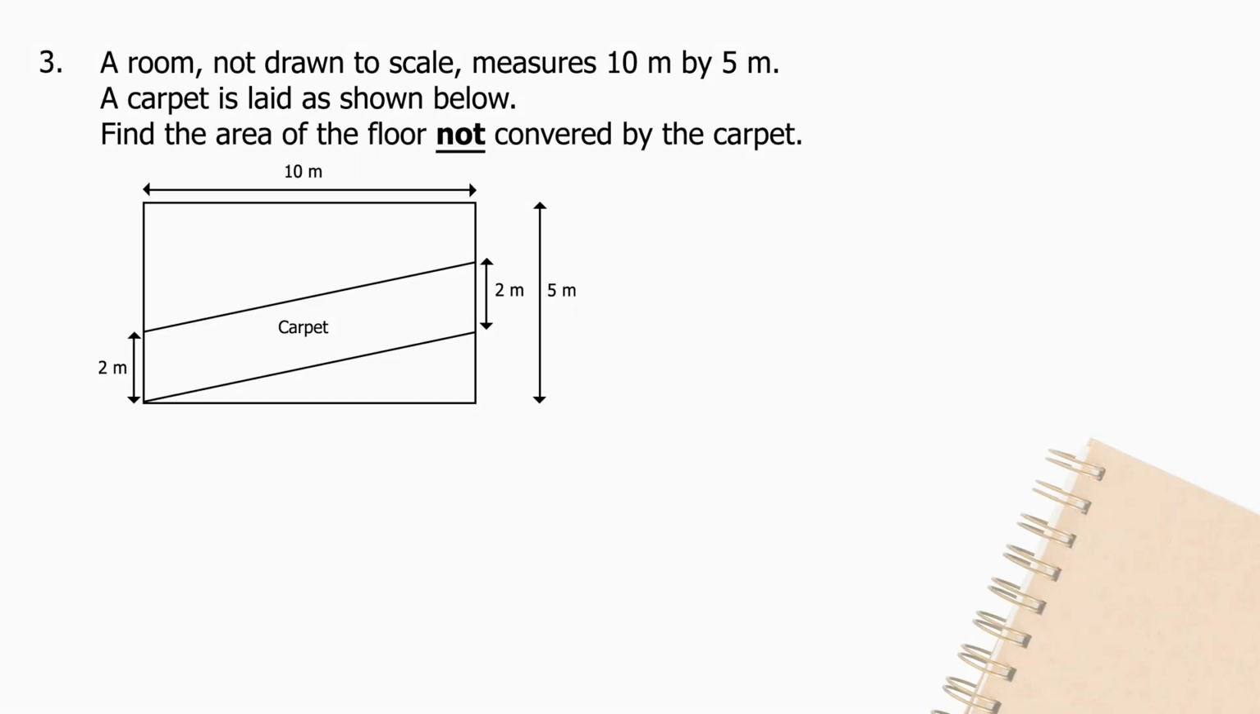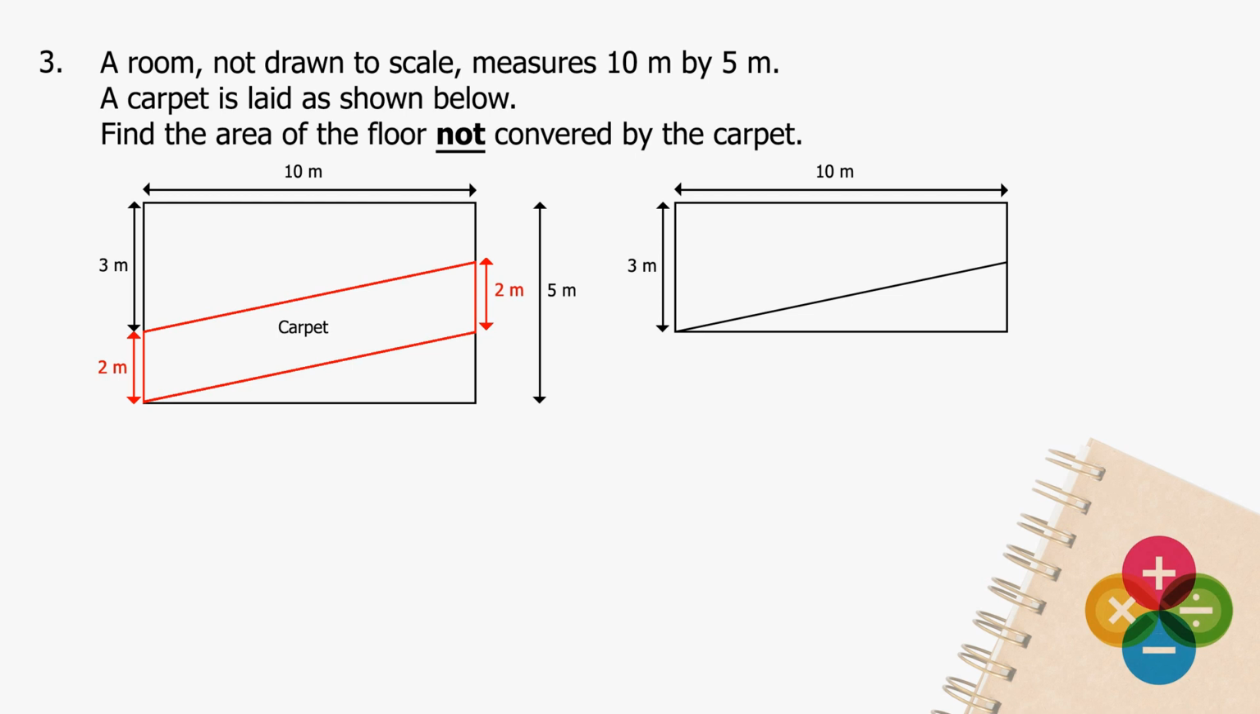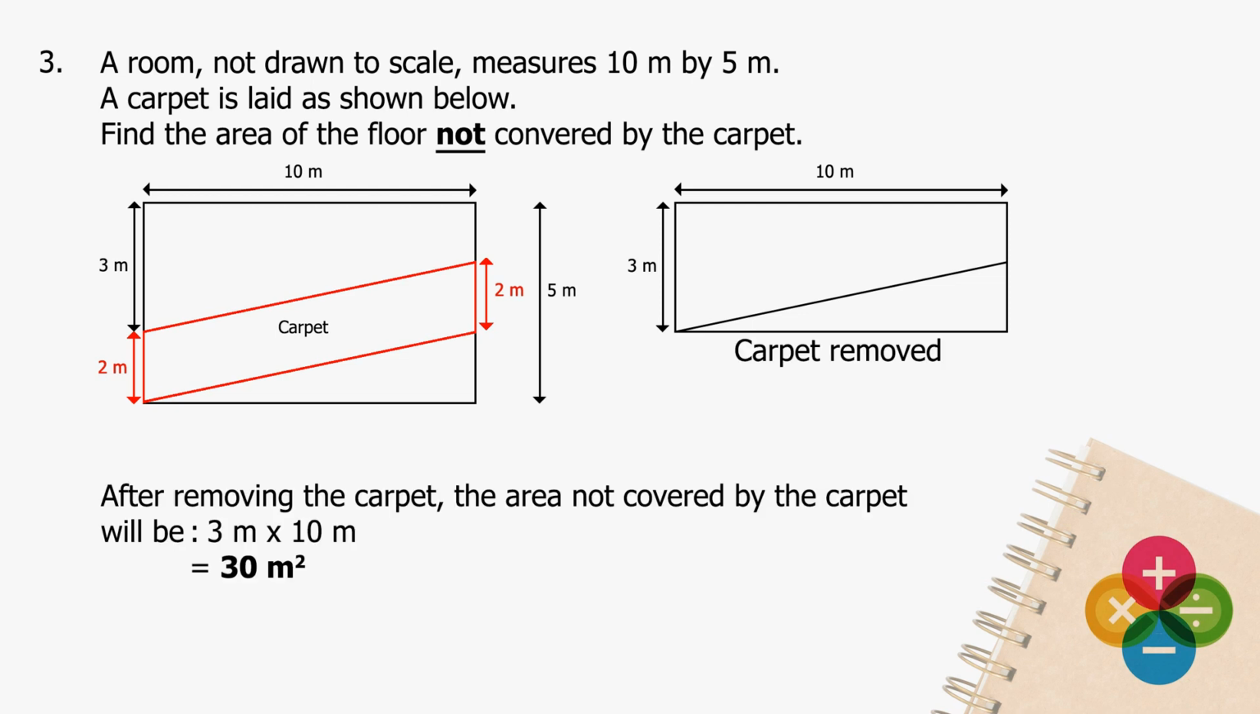Question 3. A room, not drawn to scale, measures 10 meters by 5 meters. A carpet is laid as shown below. Find the area of the floor not covered by the carpet. The carpet is laid slanted. The width of the carpet is 2 meters on each side. If the carpet is removed, and the bottom floor area is joined to the top floor area, the floor area will look like a rectangle. The floor area will be 3 meters multiplied by 10 meters. The area not covered by the carpet will be 30 meters square.